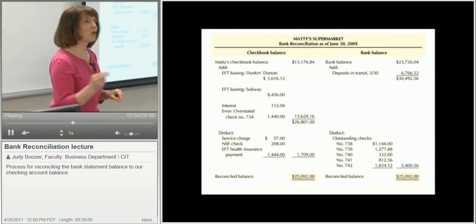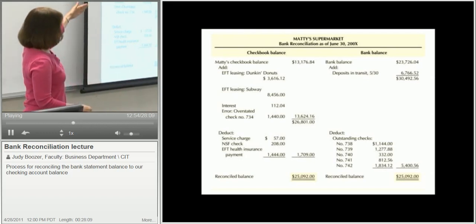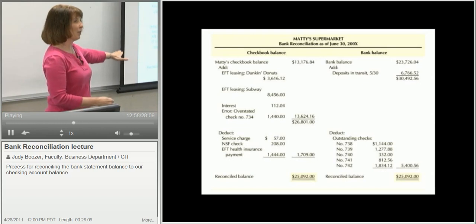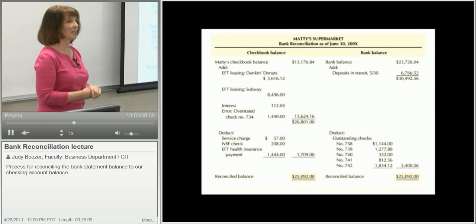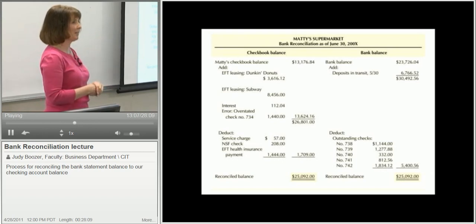Yeah, you electronically paid your health insurance through your account. Now, it could be on here, but you may have already set it up in your books to automatically record it every time. So it may not happen on the bank reconciliation unless it changes from month to month, and you have to rely on your bank statement to tell you what it is.